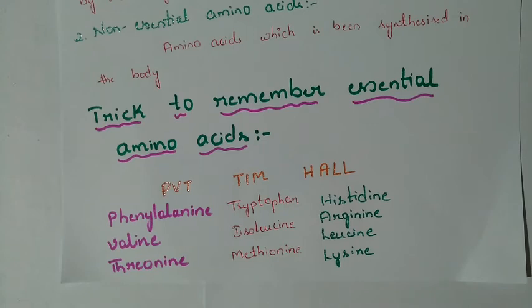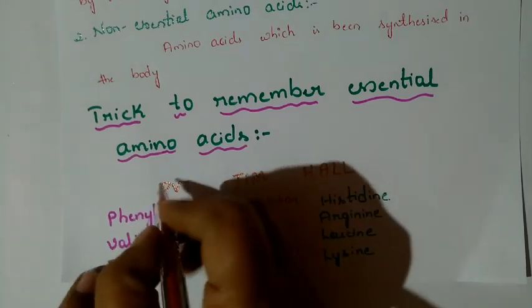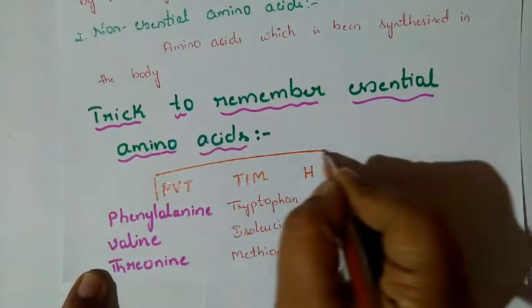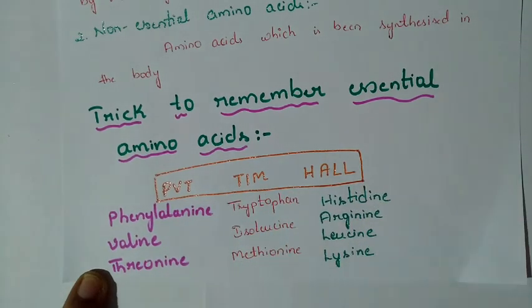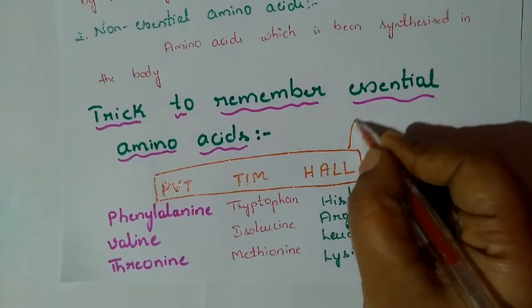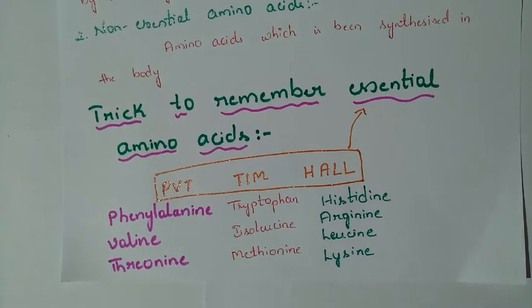So in this way you can remember. Remember properly: PVT, Tim, Hall. This is a code word or a trick to remember essential amino acids. I hope it is clear. Next we'll move on to the next part.